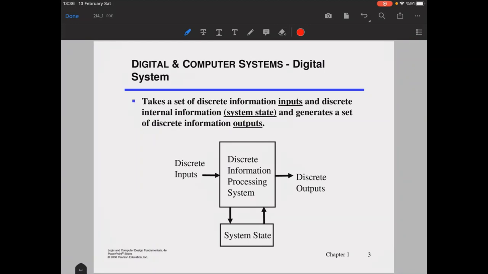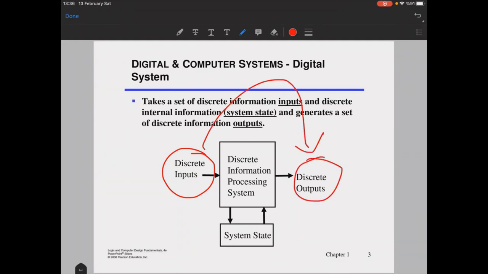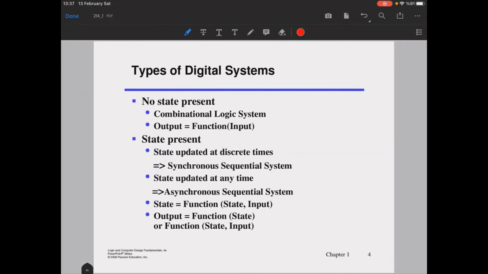So what is a digital system? Briefly, it takes a set of discrete inputs and transforms them, or creates relevant discrete outputs with respect to those discrete inputs. This is called a discrete information processing system. If it has a system state as well, like holding the state or memory of the system, like we remember what we did in our past, then it also holds the system state. That's the idea about the basics of digital systems.